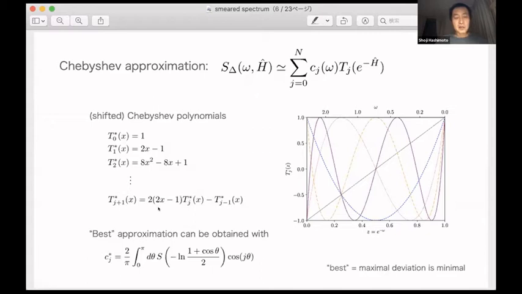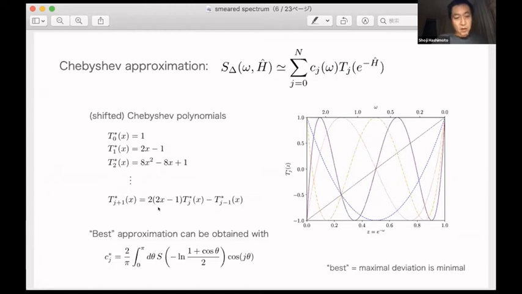And actually, you can obtain the best approximation. Here, the best means that the maximal deviation is minimal. That is the meaning of the best approximation here. So whatever the function is, my smearing function could be any sort of function. But whatever the function is, there is a mathematically defined way to write down the best approximation. That is the Chebyshev approximation.